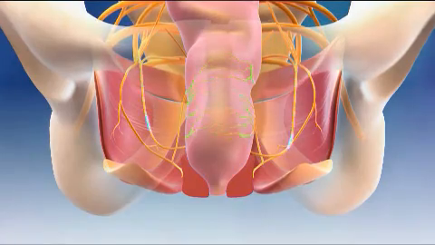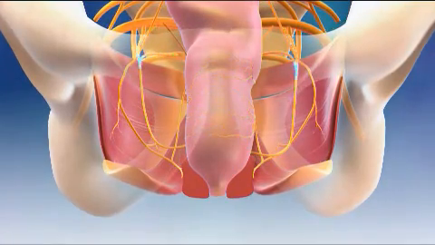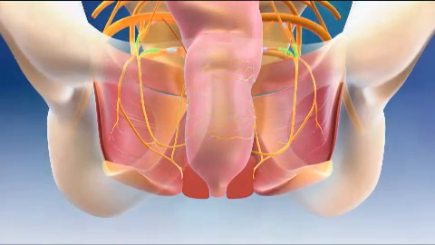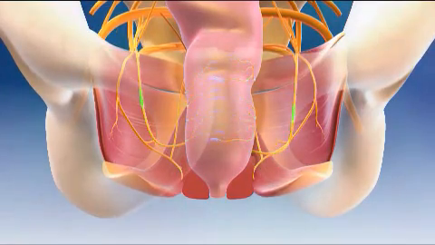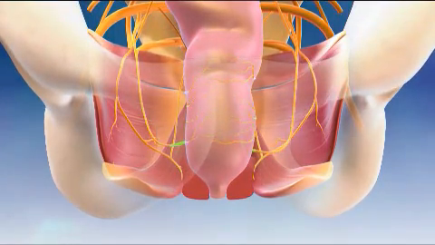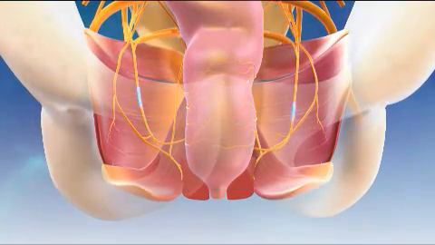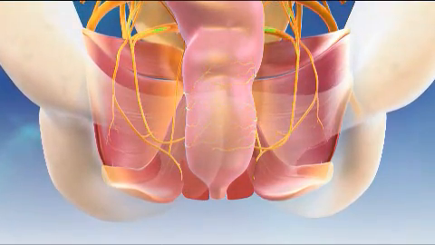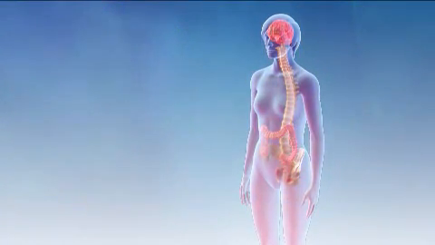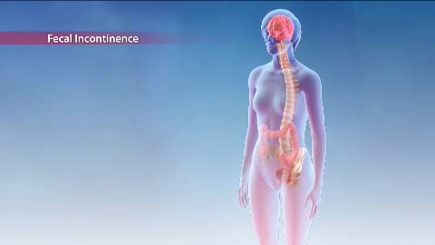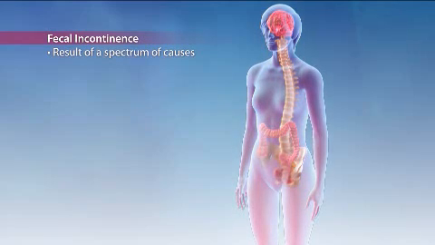The external and internal anal sphincters, pelvic floor, rectum, and anal canal are all innervated by the sacral nerves. These nerves regulate the sensation, reflex activity, contraction, and relaxation of the rectal and anal sphincter muscles. Given the complex physiology of normal evacuation, fecal incontinence can be the result of a spectrum of causes.